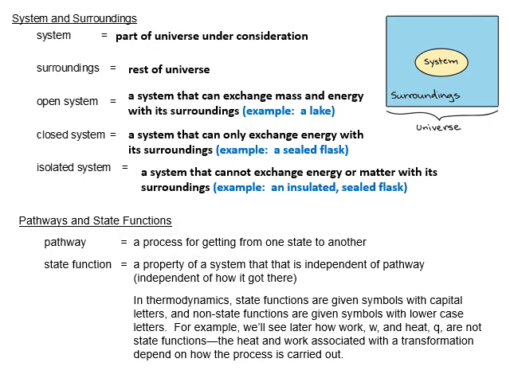We also need to remember the definition of pathways and state functions. A pathway is a process for getting from one state to another. A state function is a property of a system that is independent of the pathway, independent of how it got there. In thermodynamics, state functions are given symbols with capital letters, and non-state functions are given symbols with lowercase letters. For example, we'll see how work, lowercase w, and heat, lowercase q, are not state functions. The heat and work associated with a transformation depend upon how that process is carried out.